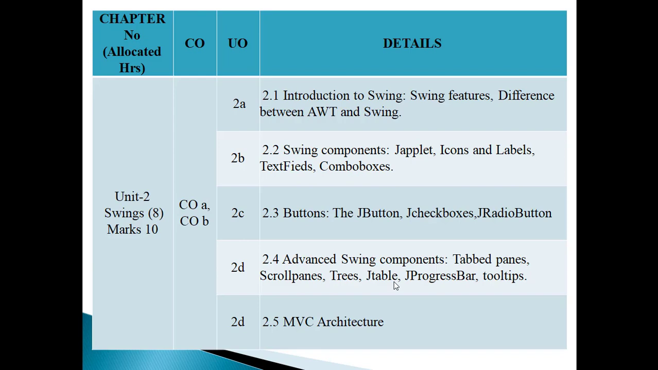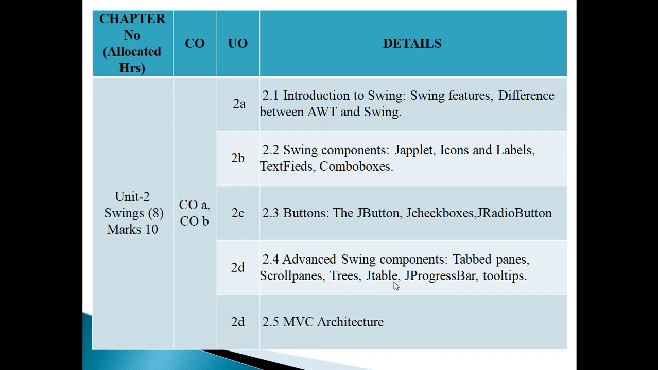Second point, Swing components, JApplet, icons, labels, text fields, combo boxes. Third point, buttons, the JButton, JCheckBox, JRadioButton. Fourth point, advanced Swing components, tabbed panes, scroll panes, trees, JTable, progress bar, tool tips, and last point is the MVC architecture. In the Swing features, a number of features are there.